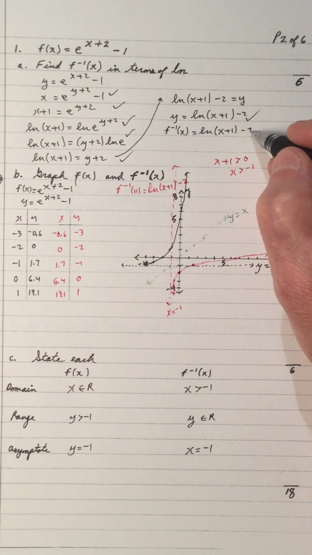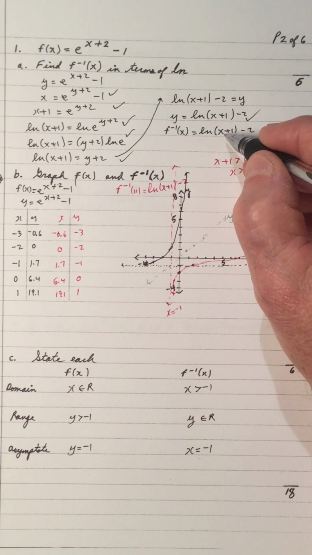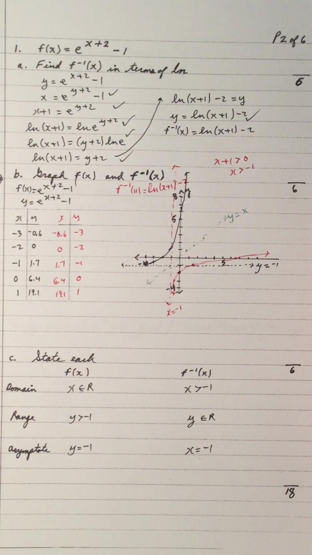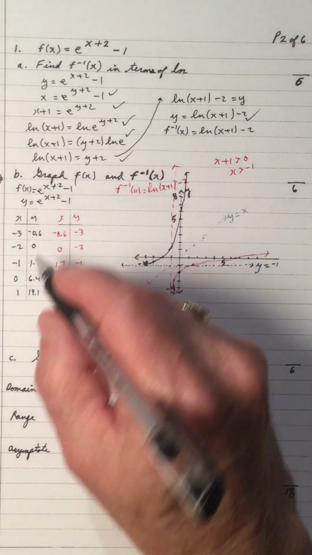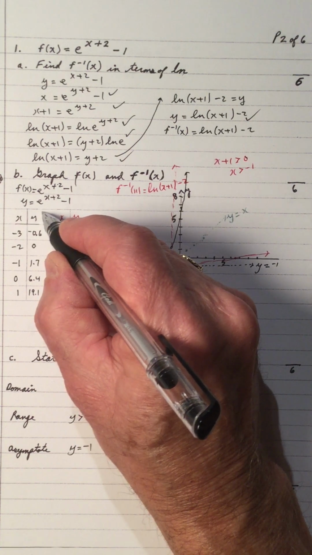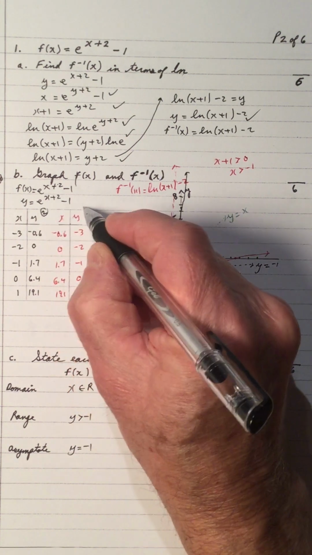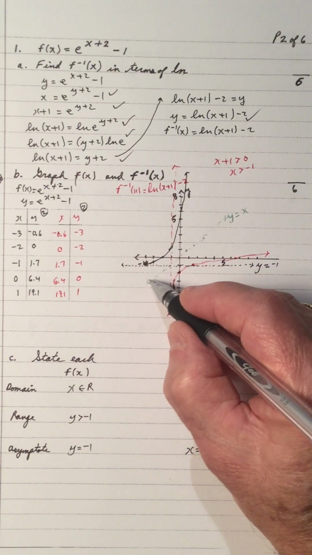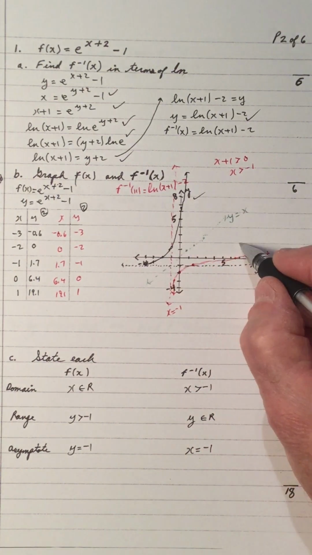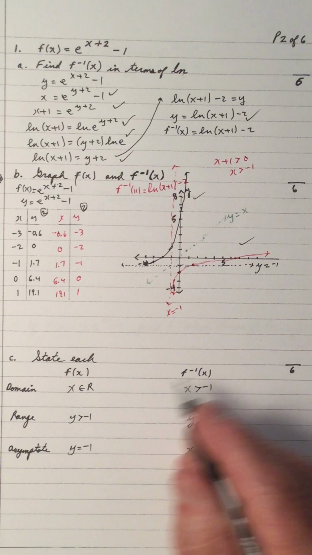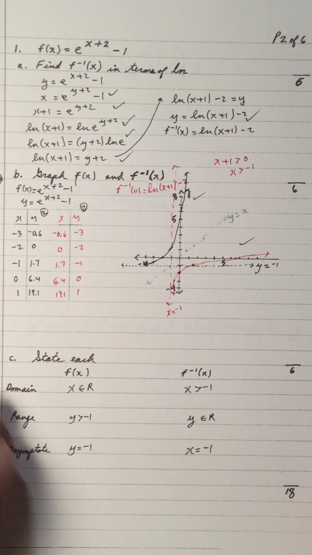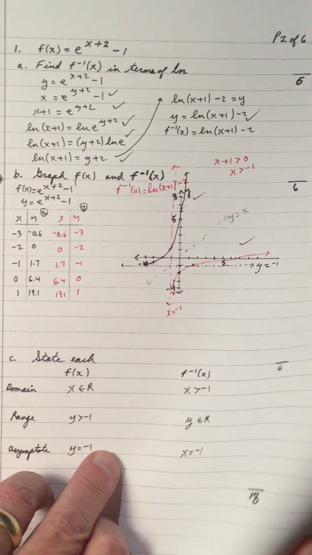If you get f of x equals the ln of (x + 1) - 2, give yourself 6 marks. If you did the table of values correctly, give yourself 2 marks, and 2 marks here. And if you did the graph of each correctly, give yourself 6 marks. And if you got each of these right, give yourself 6 more marks. So that's 18 for that page.